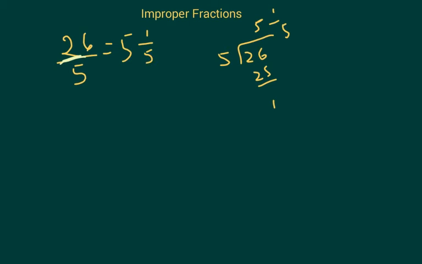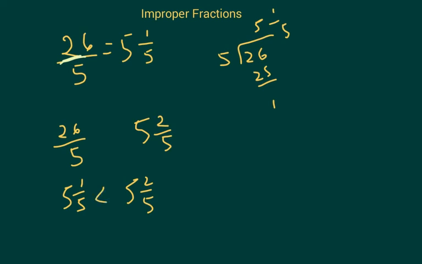So if you had a problem that was comparing 26/5 to 5 2/5, this is kind of easy because it uses the same denominator. You would have to convert 26/5 to 5 1/5 and say that's the same as 5 1/5 compared to 5 2/5. So the result would be less than.